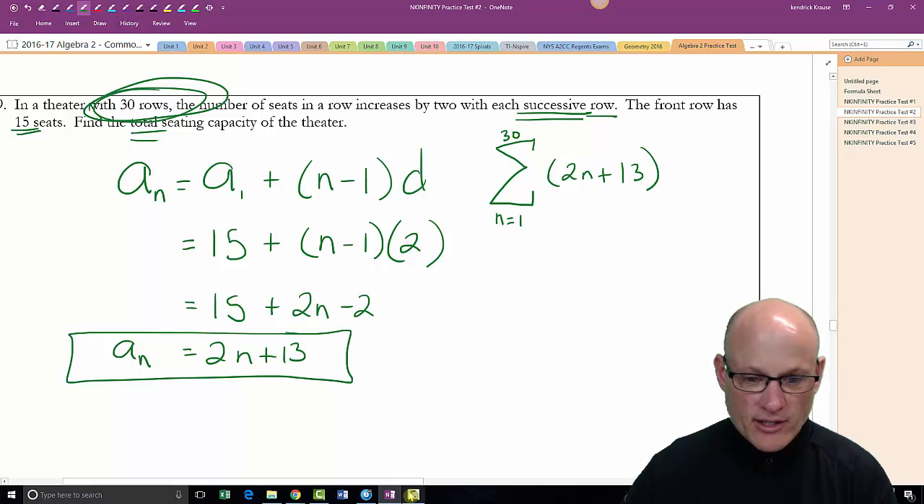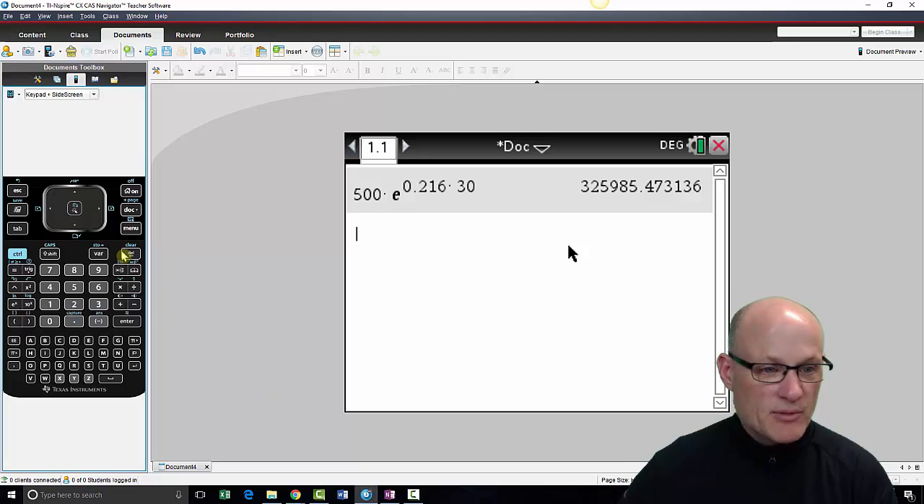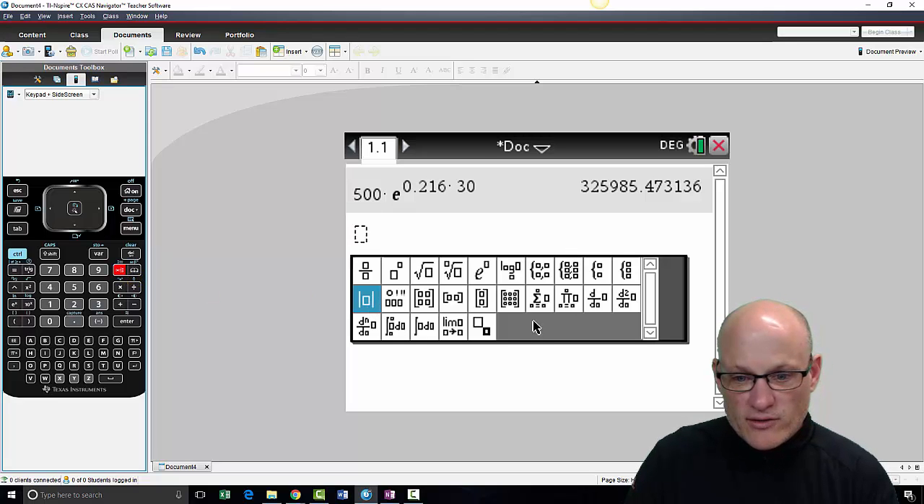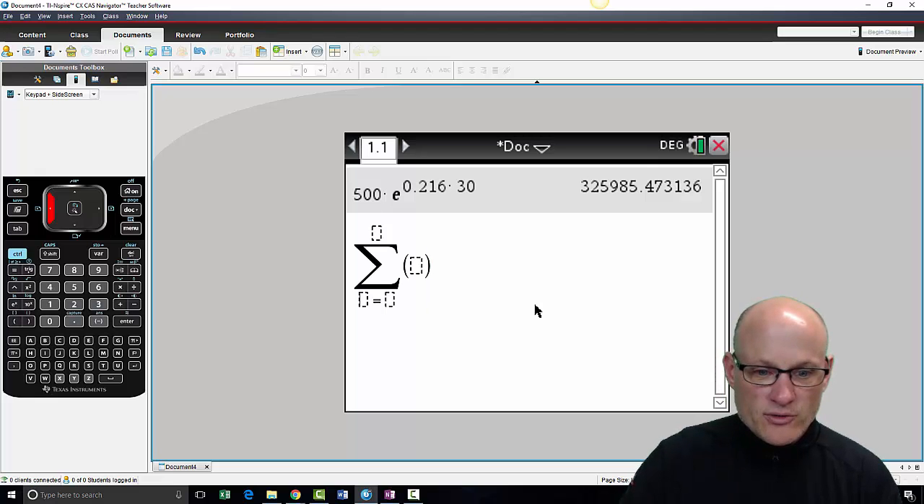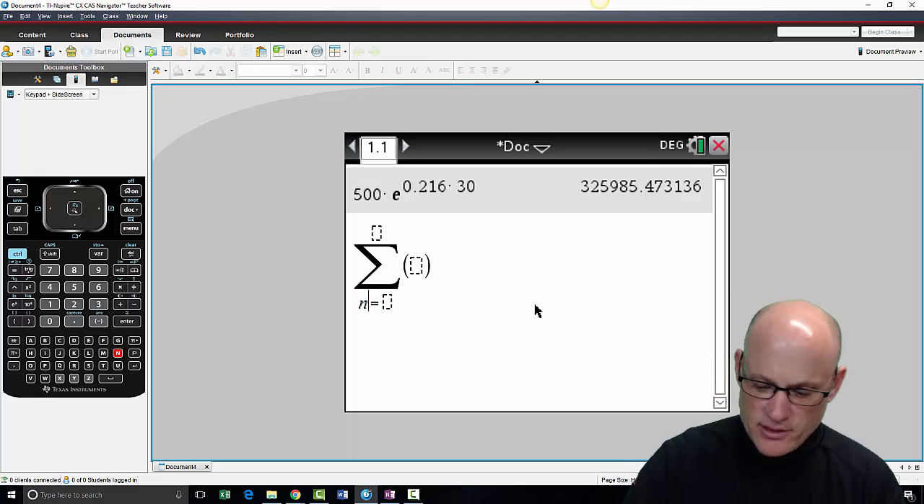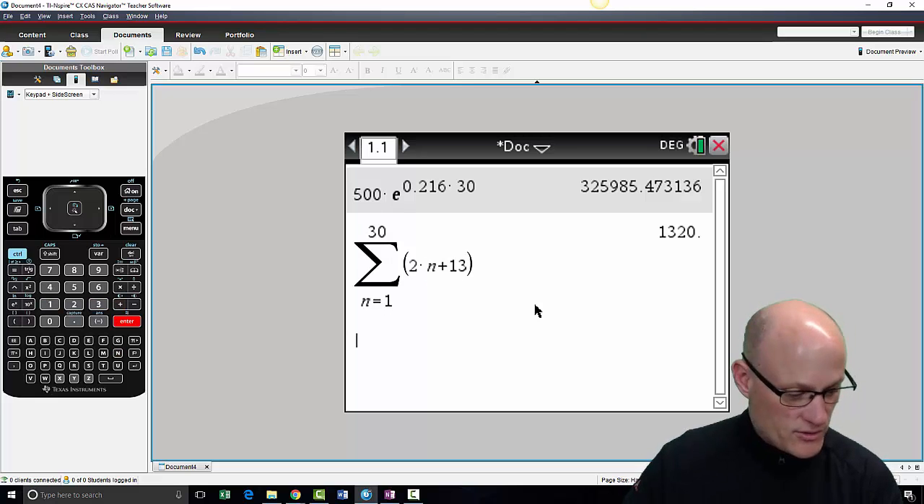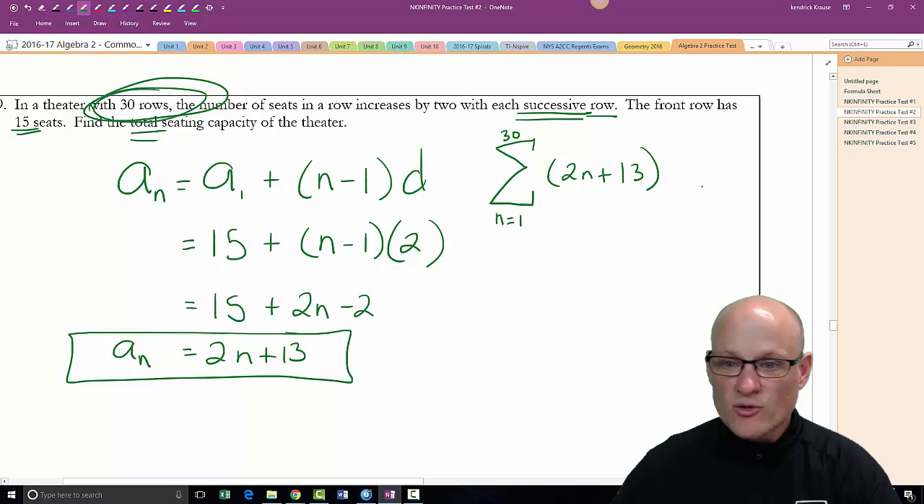So I need to go to my calculator now. I could do that in my head, but what a pain. Just go right here to this complicated button next to the book, and you find all this crazy stuff, and there's the sigma. This is also in the 84 Plus. So we're going to use n equals 1 to 30 of 2n plus 13. Press enter. 1,320 seats. So my answer is 1,320 seats.